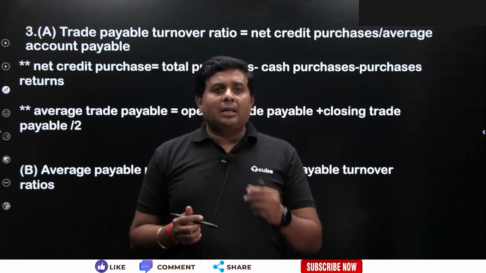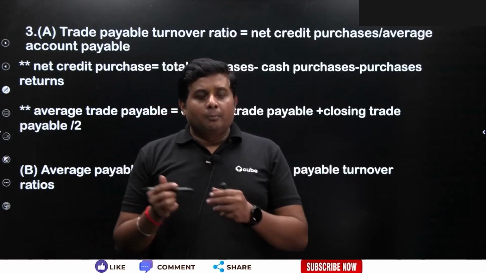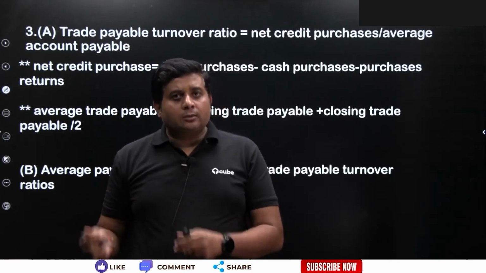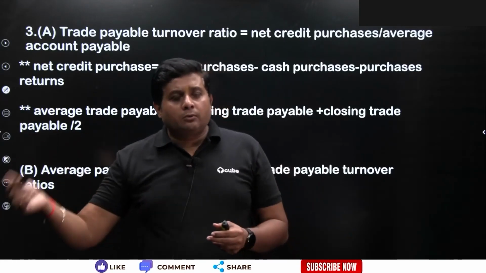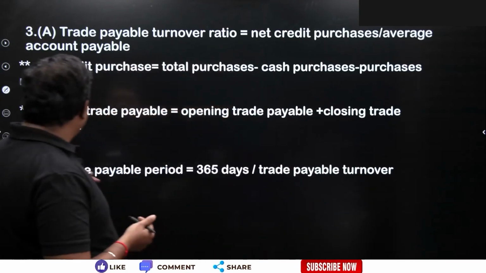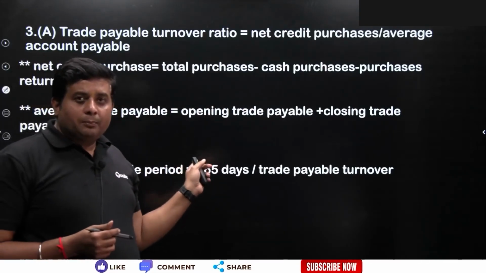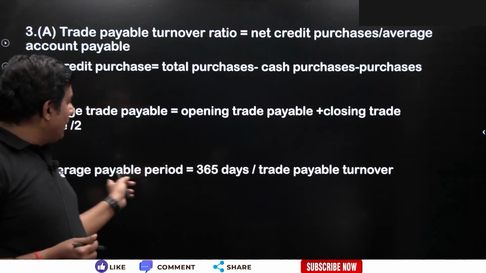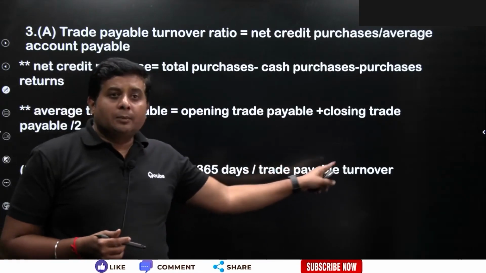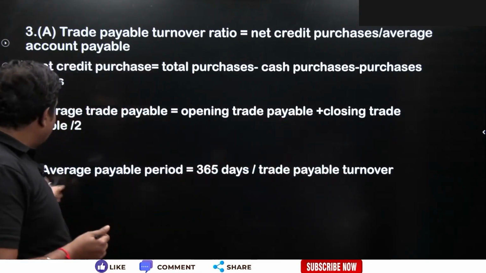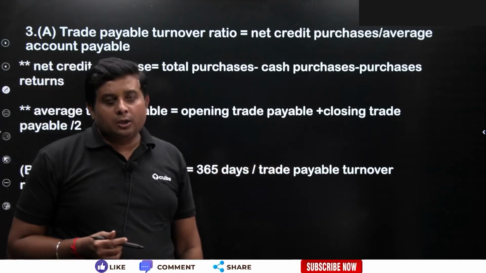So trade payable is classified into two categories: creditors and bills payable. So opening creditors plus opening bills payable plus closing creditors plus closing bills payable divided by 2. Or you can say opening trade payables plus closing trade payables divided by 2 will give you the average trade payable. Now, average payable period: in the previous ratio, we calculated the average collection period, where the formula was 365 days upon trade receivable turnover ratio. In a similar manner, average payable period is 365 days divided by trade payable turnover ratio.